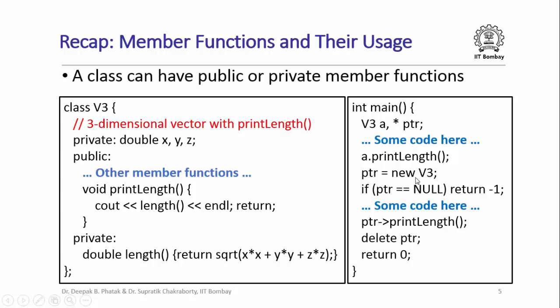Then I am allocating a new object of class V3 and storing the pointer of that in this variable ptr. And of course, if new failed and ptr is null, then we return -1. Otherwise, after some code here, I invoke the member function printLength of the object pointed to by ptr by using the arrow operator. Once again, printLength is public, so I can invoke this, and finally I delete the pointer and return 0. So here we basically invoke the public member function printLength, both using the dot operator and the arrow operator.